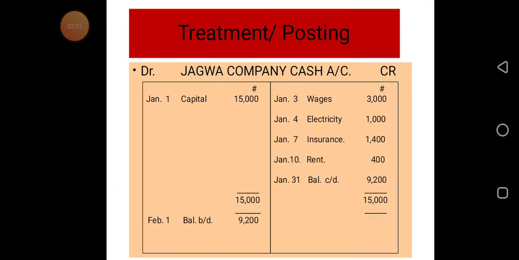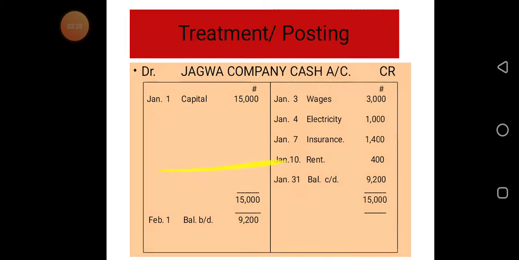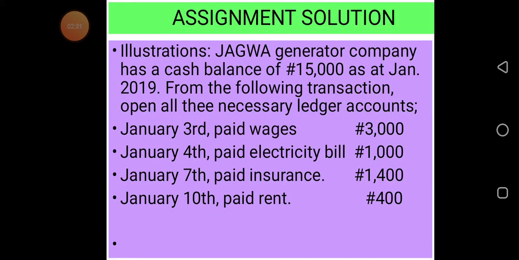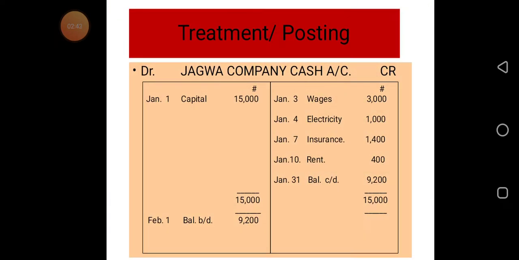The first step we have to take is to construct our cash book. As we can see from all those transactions in the illustration, they are all cash. We paid wages in cash, we paid the electricity bill in cash, we paid insurance, we paid rent. So we have to open our cash book first of all. And mind you, the double entry principle has two major principles: you credit the giver and you debit the receiver.